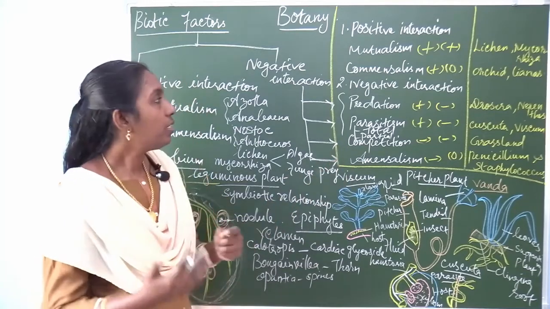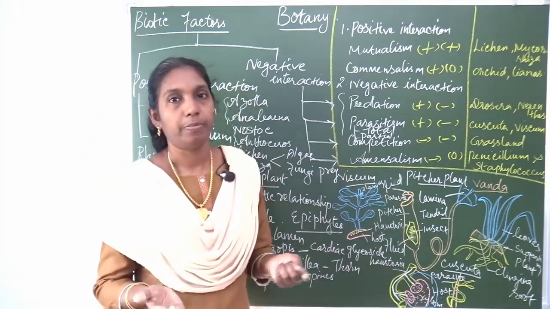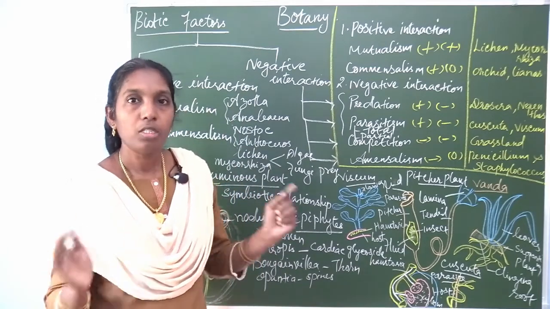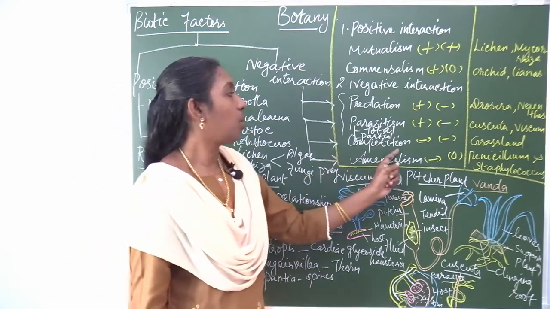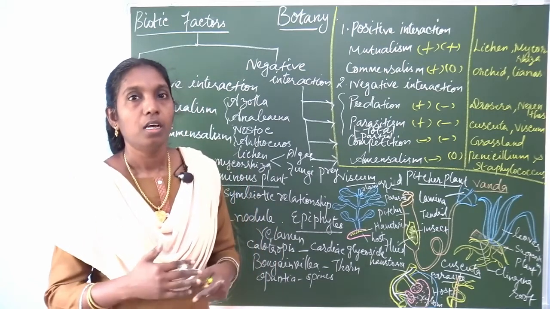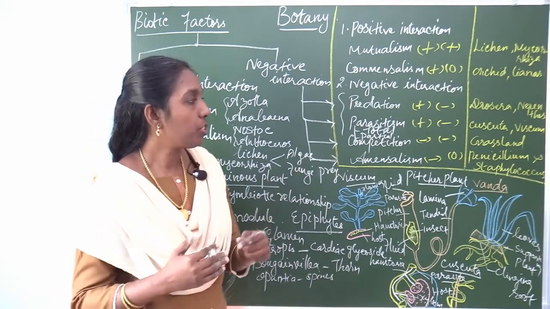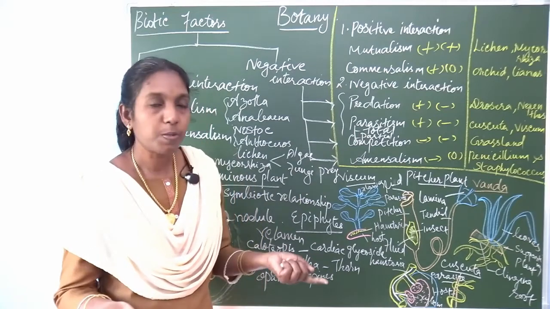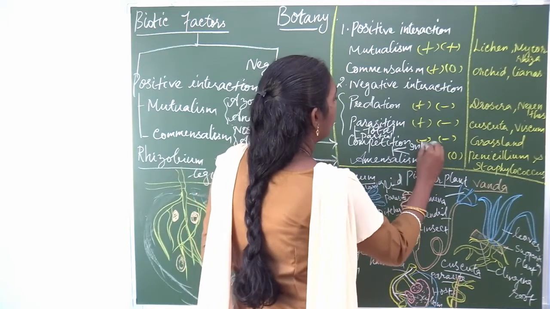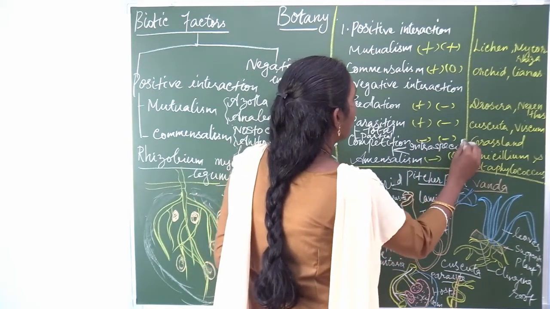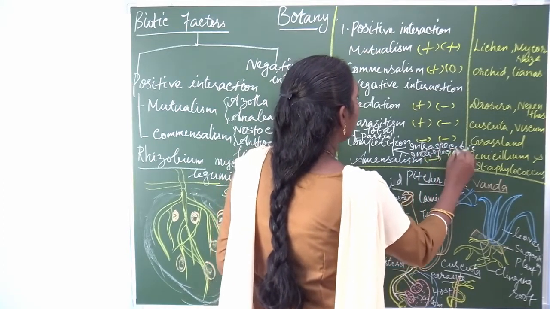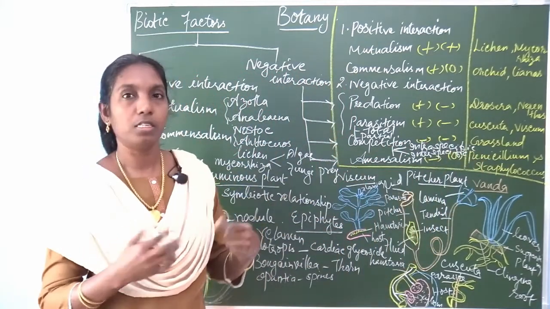Then another negative interaction is competition. In competition, both the organisms are harmed. So there is competition among different organisms. This competition is also classified into intraspecific competition and interspecific competition. What's the difference between these two?